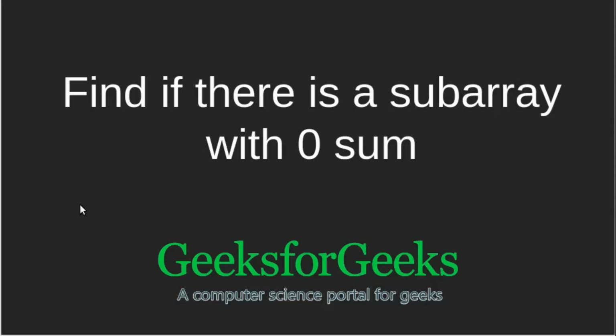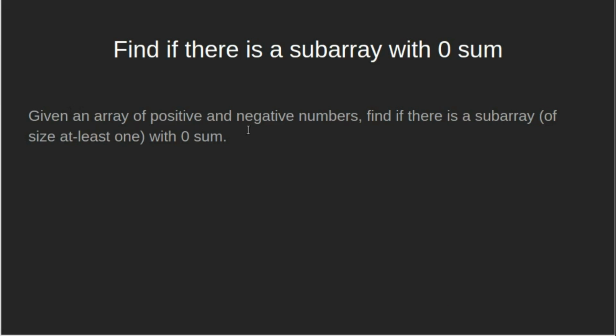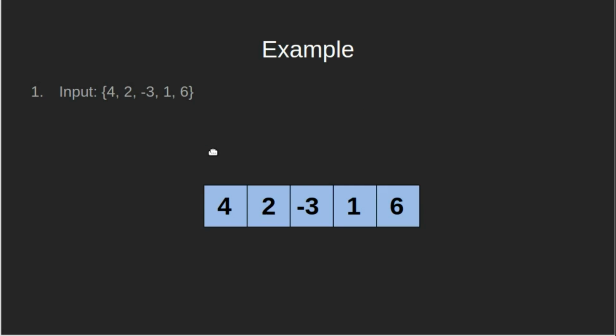In this tutorial we will be looking at how to find if there is a subarray with zero sum. We will be given an array of positive and negative numbers. We have to find if there is a subarray of size at least 1 with zero sum.